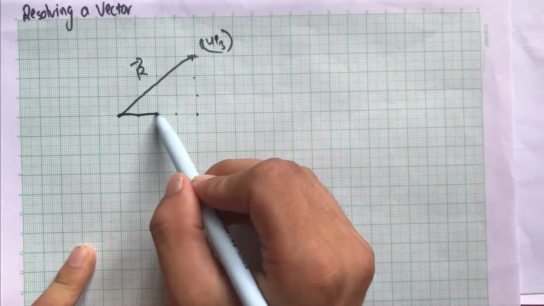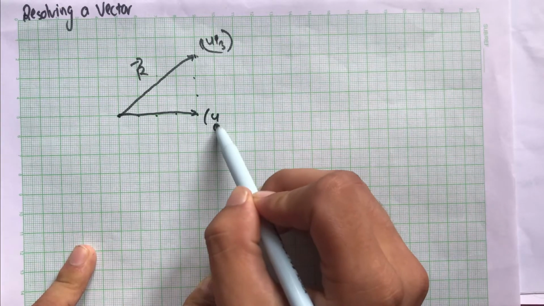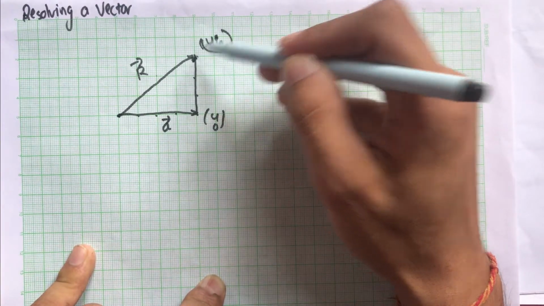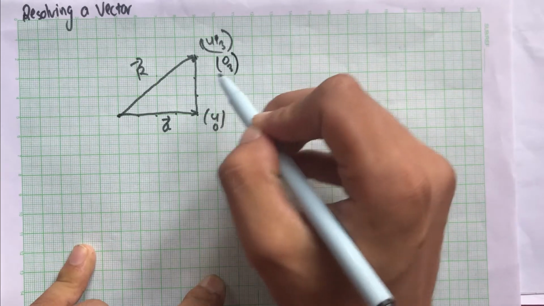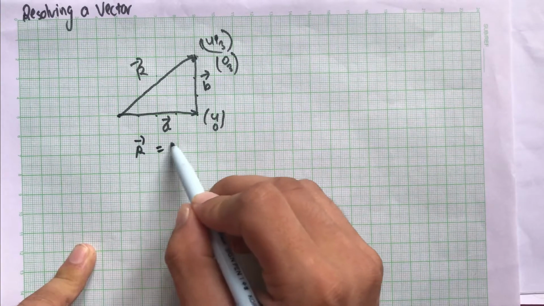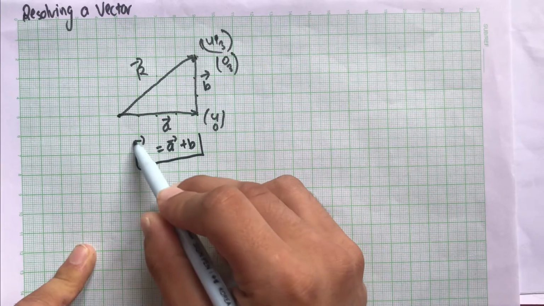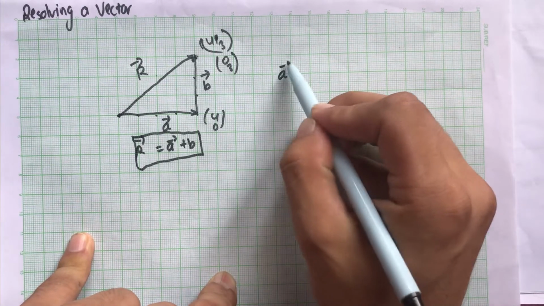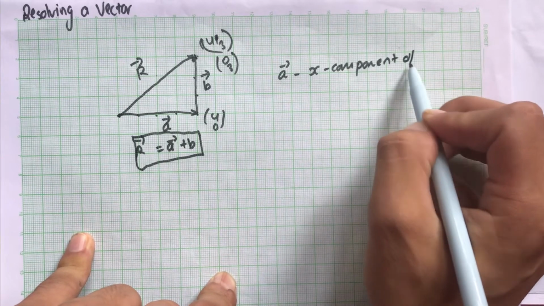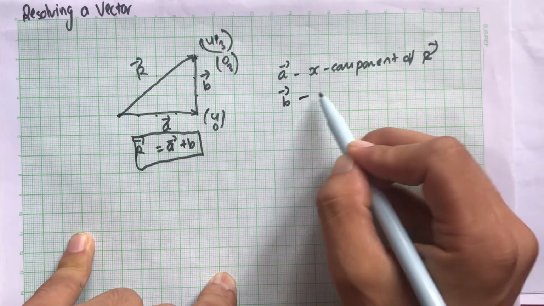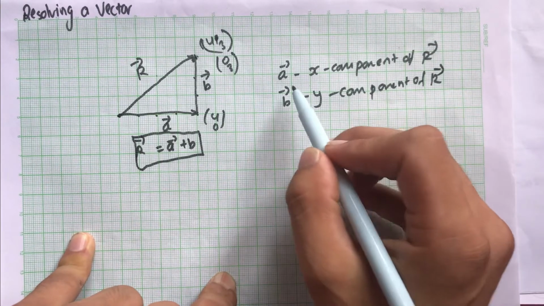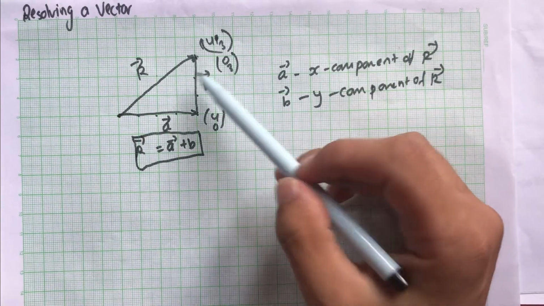So one vector is this vector, which is 4, 0. I'm going to name this vector A vector, and the other vector is 0, 3, which I'm going to name B vector. So from triangle of vector addition, R vector equals A vector plus B vector. This A vector is x component of R vector, and here B vector is y component of R vector. Basically these A and B vectors, they make R vector.